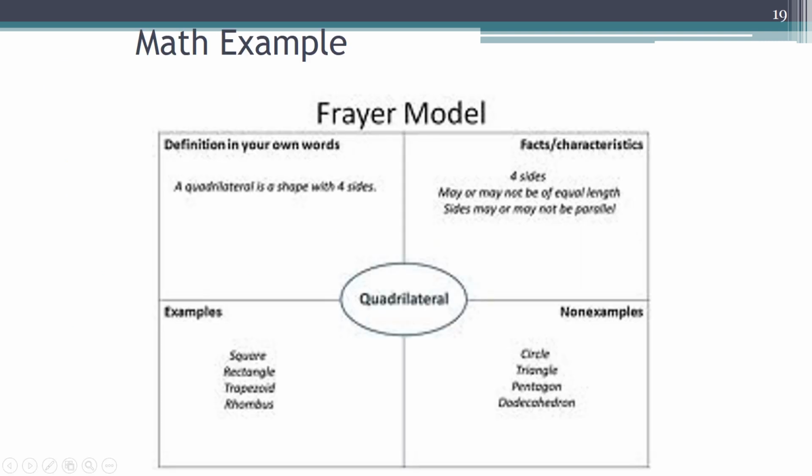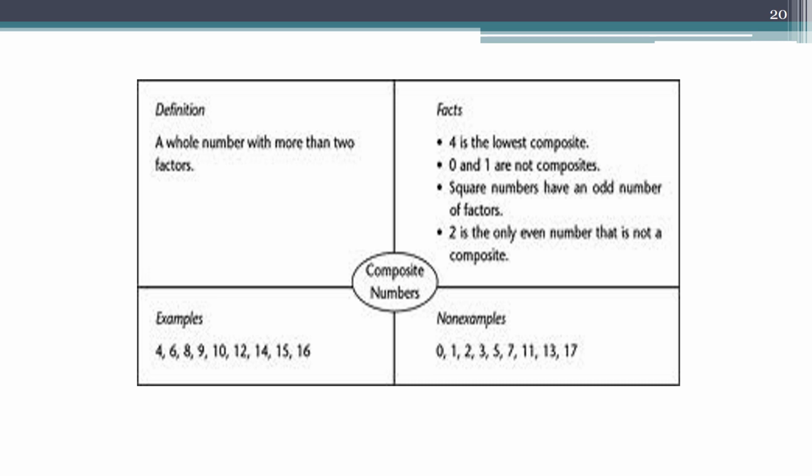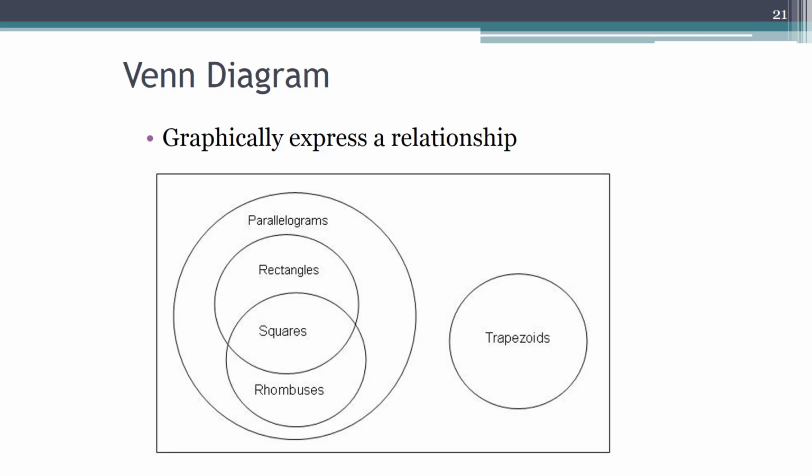So here's a math example. This one's for quadrilateral. So we've got a definition in your own words, facts, and then we've got examples and non-examples. The examples and non-examples here are written as words, but they could just as easily have been drawn. Here's another example for composite numbers. So we've got our definition, facts, examples, and non-examples.